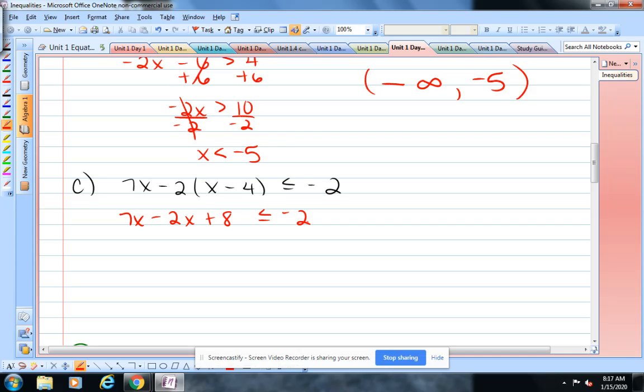Now what? Like terms. What is 7x minus 2x? 5x plus 8 less than or equal to negative 2. Then what? Yep. So 5x is less than. Then what? Do we flip or not flip? No, because even though it's going to be a negative solution, we didn't divide both sides by negative. So x is less than or equal to negative 2.